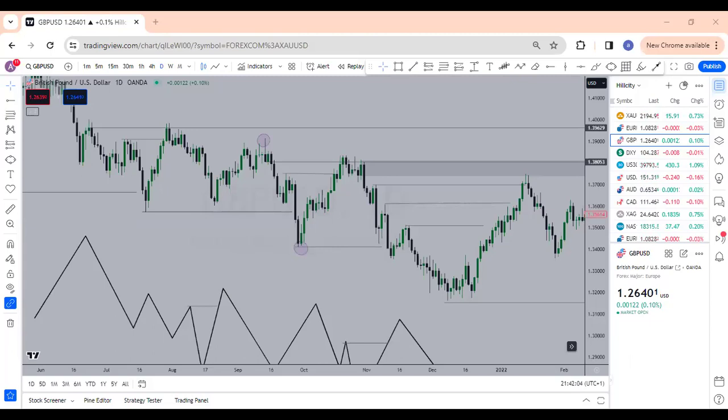The con to XNess is that they manipulate price. I will not lie to you about that. XNess manipulates price. Especially if you are holding trades overnight and the likes, they do crazy, crazy stuff.